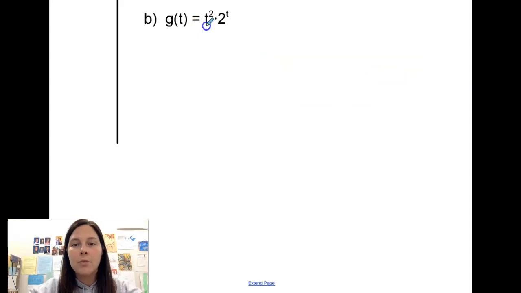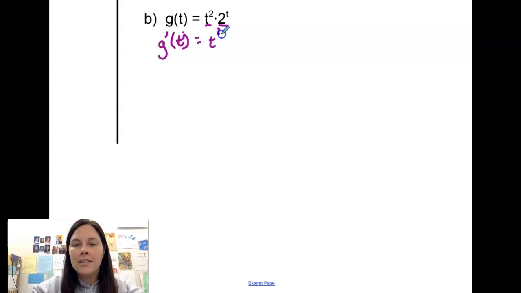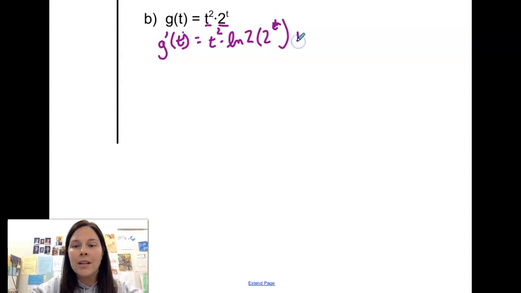All right, our next example, we have product rule. We have t squared, which is our first function, times 2 to the t, which is our second function. So g prime of t will equal the first times the derivative of the second. So we're going to take the derivative of that 2 to the t. So we've got natural log of the base times the exponential 2 to the t power. And in this case, there is no chain rule. So there's our first times the derivative of the second, add the second function, 2 to the t, times the derivative of the first. The derivative of t squared is 2t.